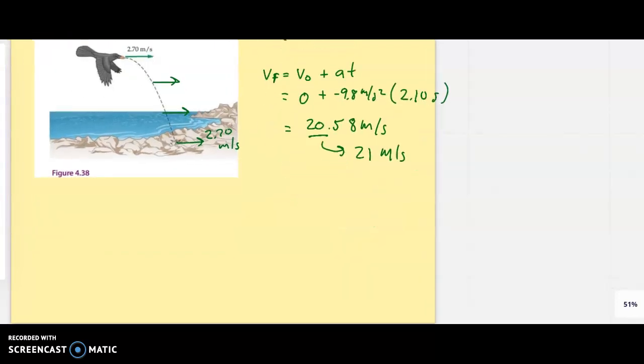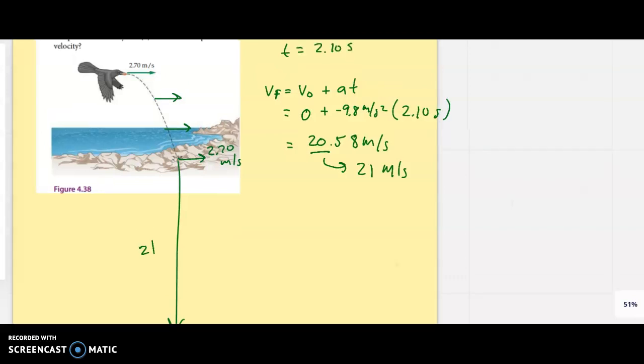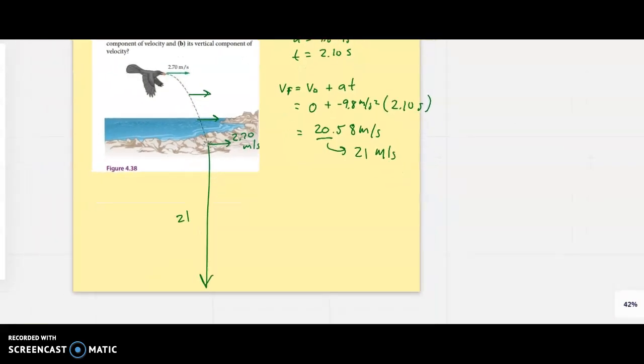So if I wanted to draw that to scale, I'd have to draw that vector 10 times bigger, and there it is, 21. They only ask for the component, so you don't have to put that together. Had they asked for the final speed, then you could find this hypotenuse right here. And if they asked for the final velocity, you'd have that in addition to that angle right there.